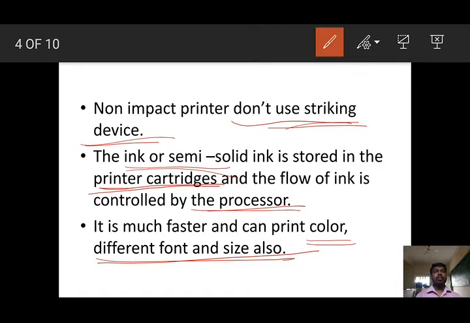So, in non-impact printer, first point, it does not use striking device. The ink and semi-solid ink is stored in the printer cartridge and the flow of ink is controlled by the processor. This is much faster and it can print color, different fonts and size also.